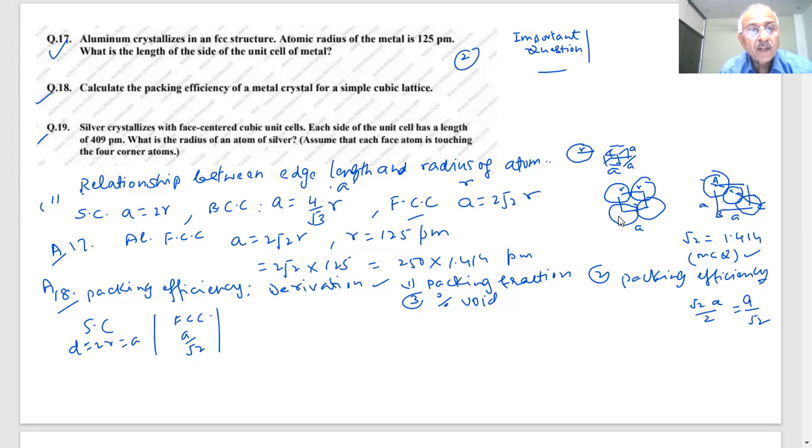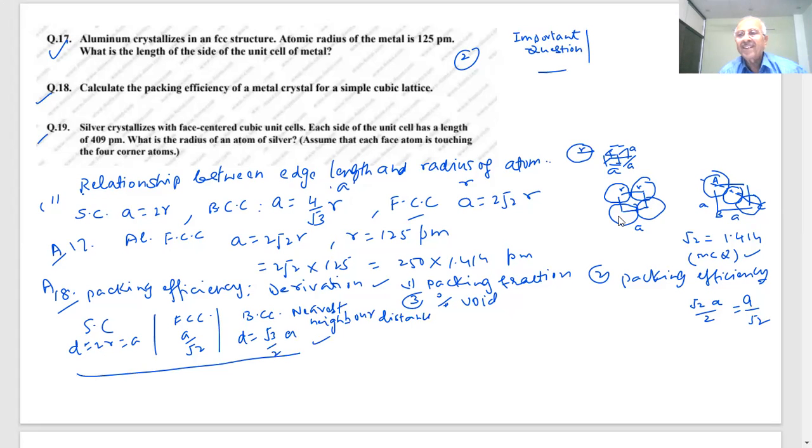Okay. And in BCC, nearest neighbor distance, student. In BCC, the center is touching the corner of the cube. D is equal to root 3 by 2 a. So D is equal to root 3 by 2 a. Important. They can put any type of question. There will be four choices. The distance of the nearest neighbor. Then we have to find the correct answer.